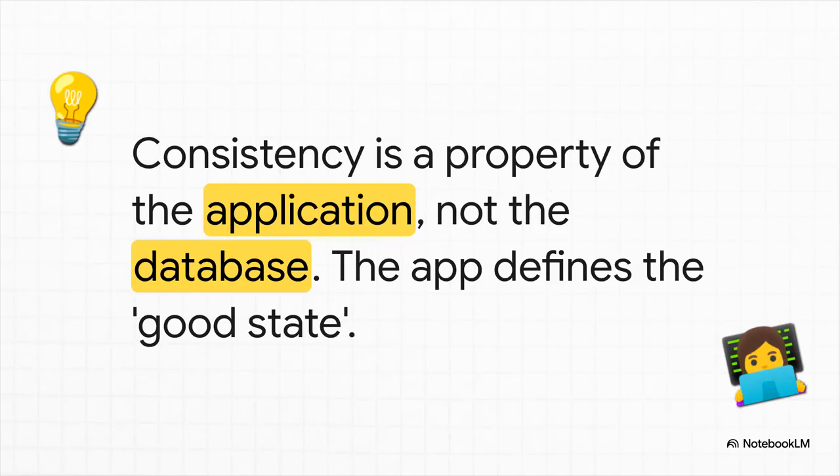Okay, what about the C for consistency? Now, this one's a little bit different. It just means that the data must always be in a good state according to your application's own rules. For instance, in an accounting system, debits and credits must always balance out. But here's the catch. The database can't possibly know your specific business rules. So consistency is really the application's job. The database just gives you the tools, like atomicity and isolation, to help you get there.